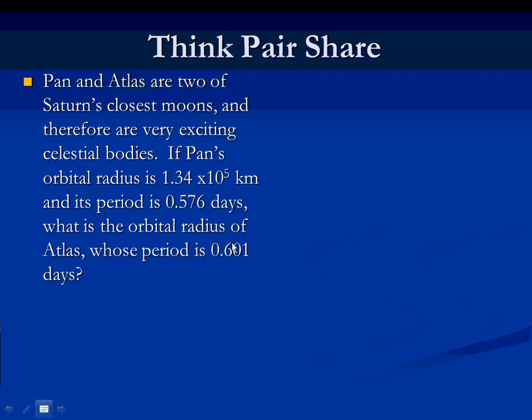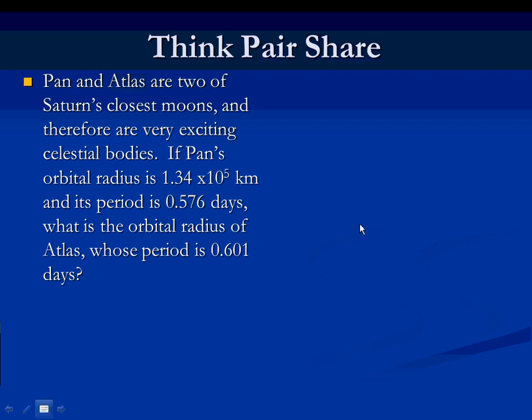Pan and Atlas are two of Saturn's closest moons and therefore are very exciting celestial bodies. If Pan's orbital radius, that is the distance from the center of Pan, the moon, to the center of Saturn, is 1.34 times 10 to the 5 kilometers, and its period is 0.576 days, what is the orbital radius, that's the distance from one object to the other, of Atlas, whose period is 0.601 days?